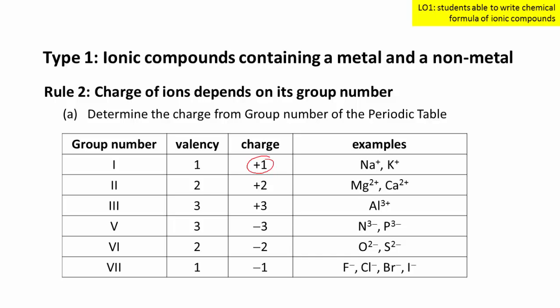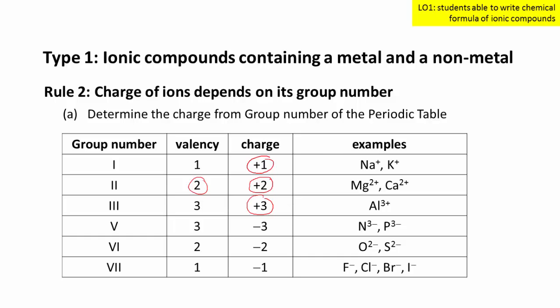Now for group 2, valency is 2. It has 2 extra valence electrons in its outer shell. So you give away 2 electrons to achieve a charge of +2 for the ion. Hence, magnesium ion is 2+, calcium ion is 2+. Likewise, for group 3, which is also a metal, you will give away 3 electrons. So it's Al3+. Now for group 5, group 6, group 7, they are non-metals.